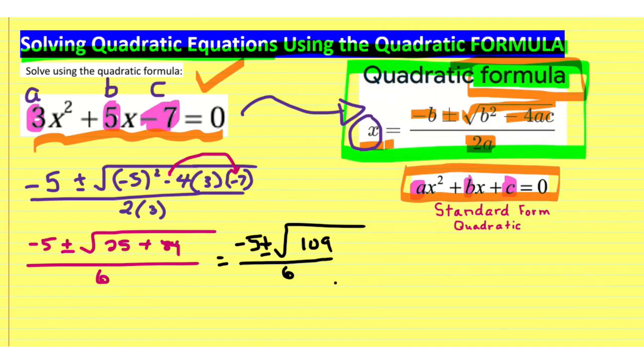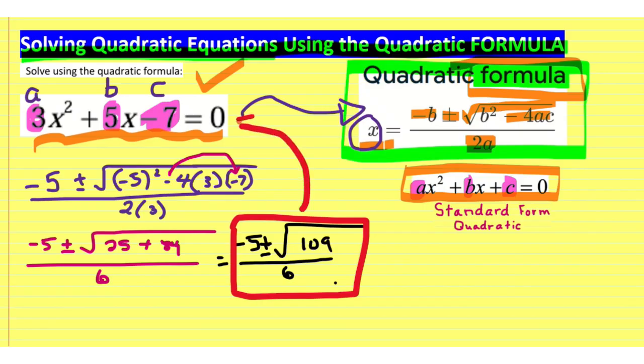So that is basically all that we can do, because 5 and 6 cannot reduce. 5 over 6 is a reduced fraction. So that is going to give me my two solutions to solve this quadratic.